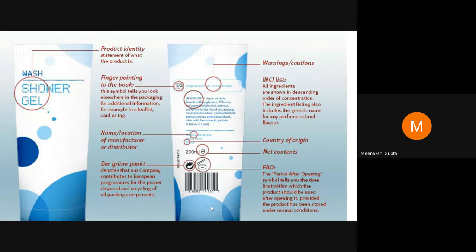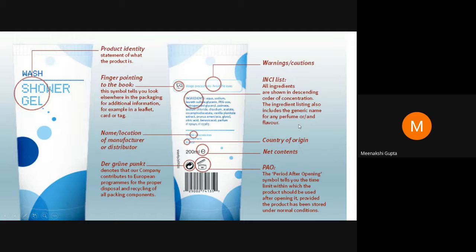Now we'll discuss a few examples of labels. In this we can see the label of a shower gel wash. The different parts of the label are mentioned in this particular slide. So product identity is there, which shows this particular label belongs to the shower gel. The statement of what the product is, is the product identity. Next is the finger pointing symbol, which tells you there is additional information elsewhere in the packaging, for example, one leaflet, card, or tag. That is, if there is any leaflet or card or tag giving further information about that product, that can be there.